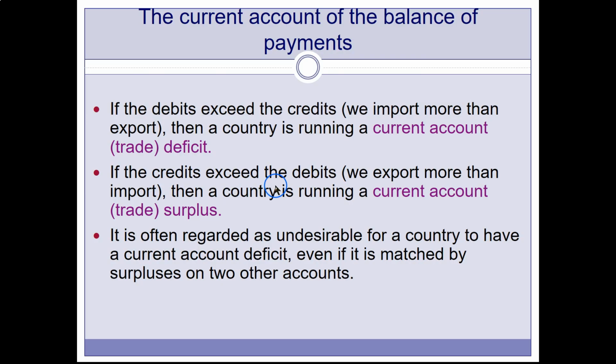If credits exceed the debits, in other words, if we export more than we import, in other words, we sell more than we buy from foreign partners, it will lead to a current account or a trade surplus. So it's often undesirable, as I mentioned already, to run a current account deficit for an extended period of time, even if it's matched by surpluses on the two other accounts. It's not really good. It's better to balance it over the long term.